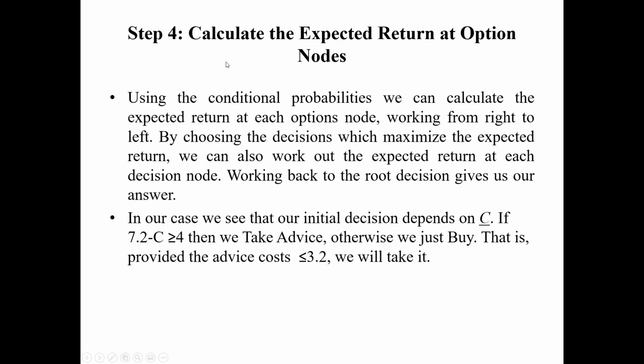So using the conditional probability, we can calculate the expected return of each option node working from right to left by choosing the decision which maximizes the expected return. We can also work out the expected return at each decision node working back to the root decision. This gives us our answer. As I already mentioned, in our case, our initial decision depends on C. If 7.2 minus C is greater than 4, then we take advice. Otherwise, we just buy. That is, provided the advice cost is less than or equal to 3.2, we will take it.